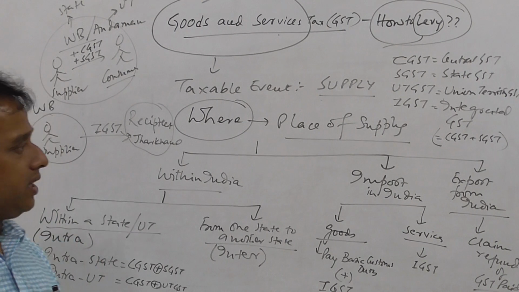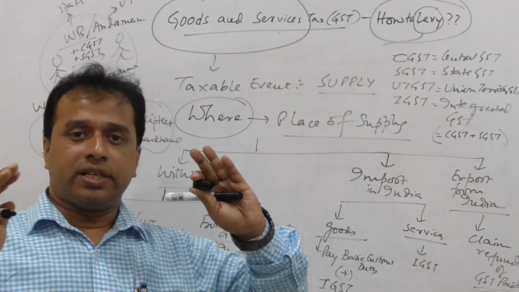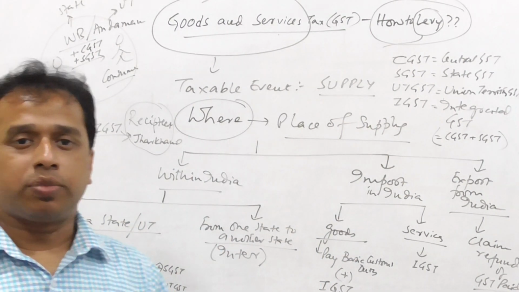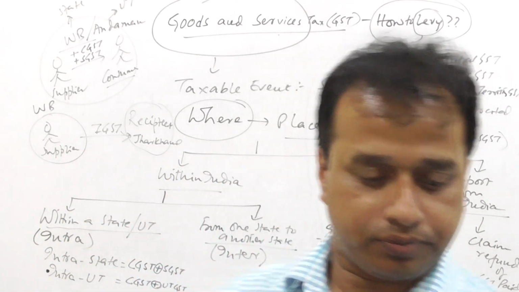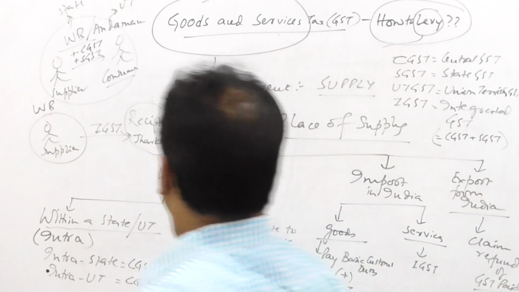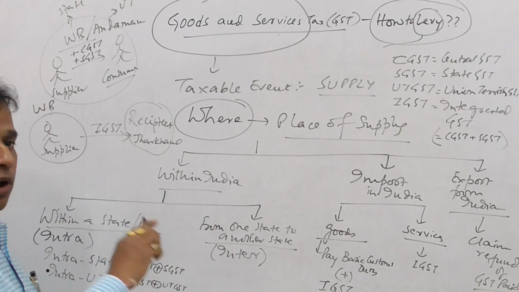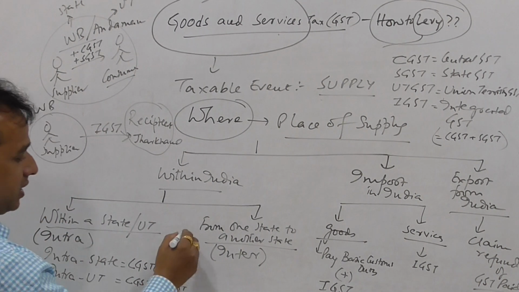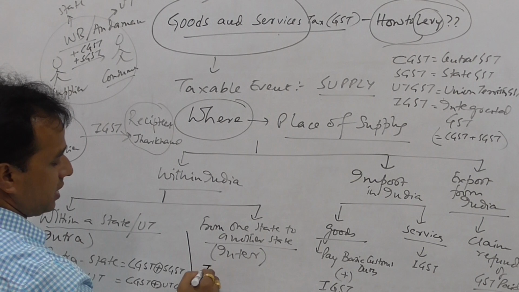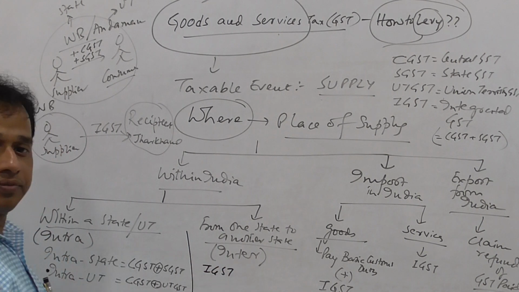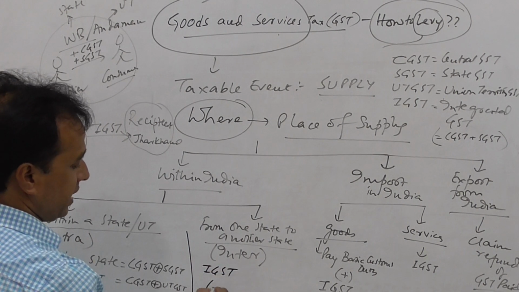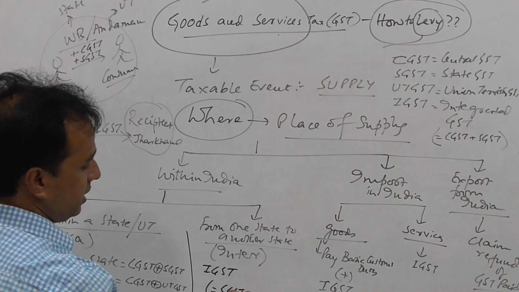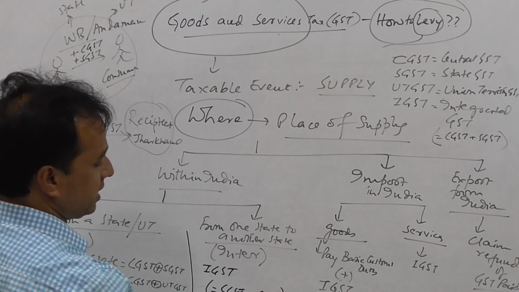What is IGST? As we told, a summation of CGST plus SGST. So, if it is from one state to another state, then it is IGST, which will be per se taken as CGST plus SGST.